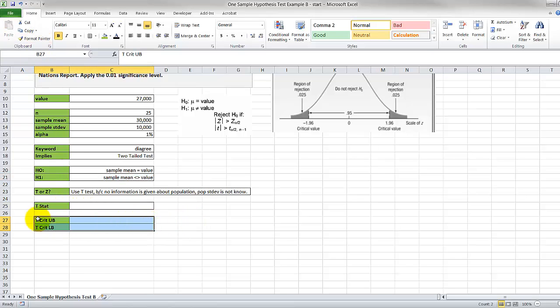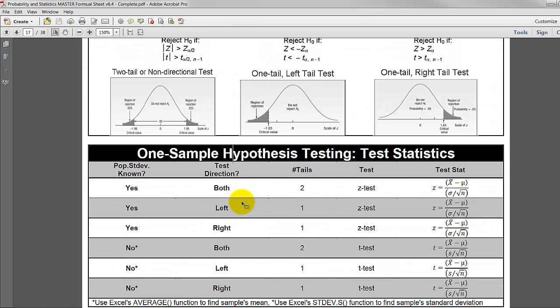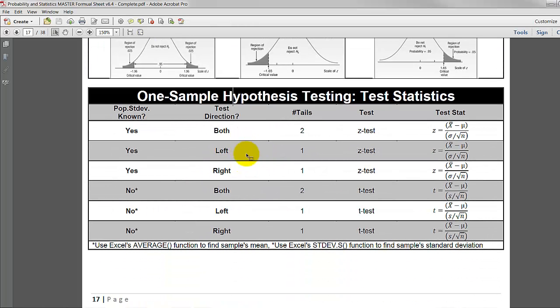And we need to know how to calculate these values. So let's go back to the formula sheet. We know this is a t-test, and we know it's testing both directions. So we're going to calculate t based on this: x minus mu divided by the standard error.